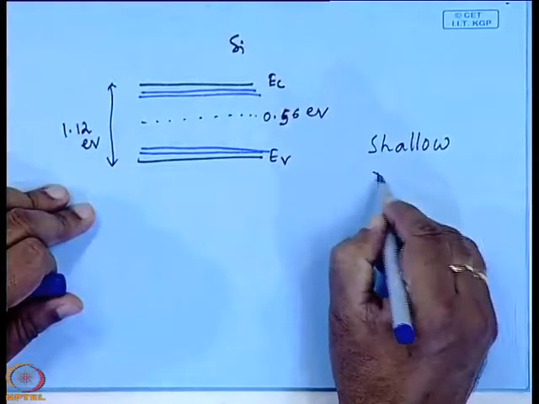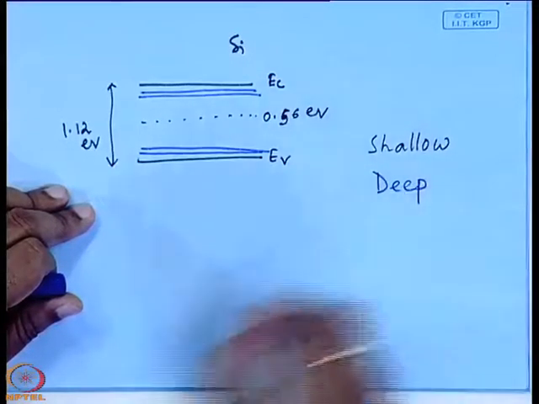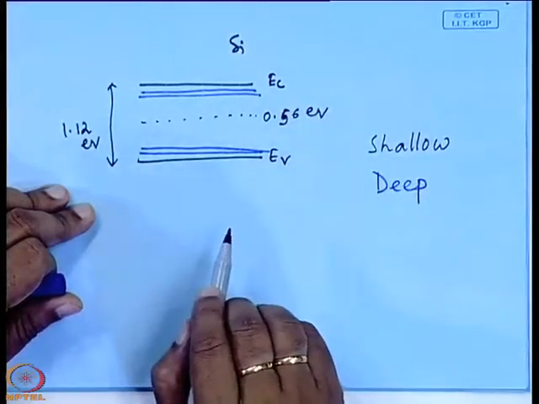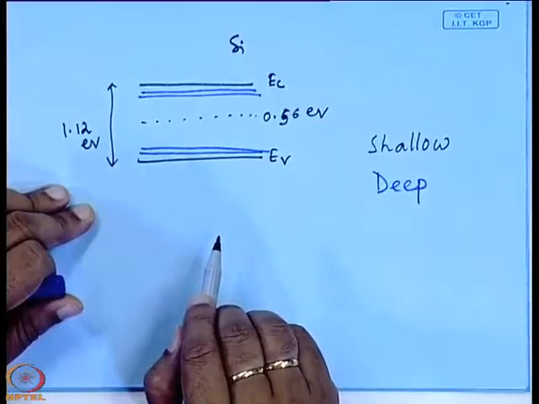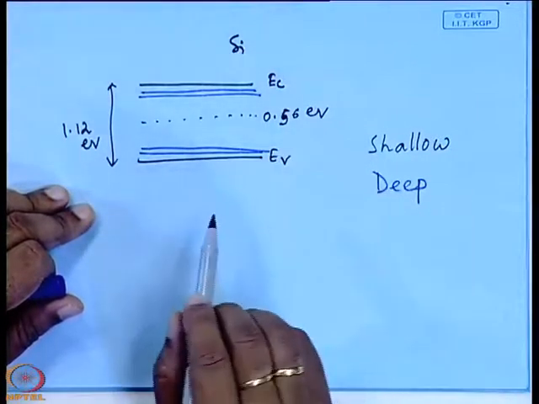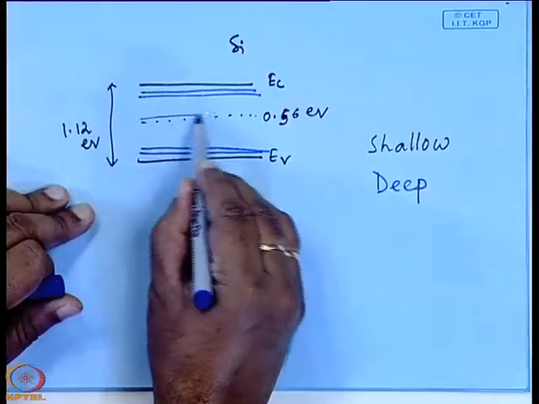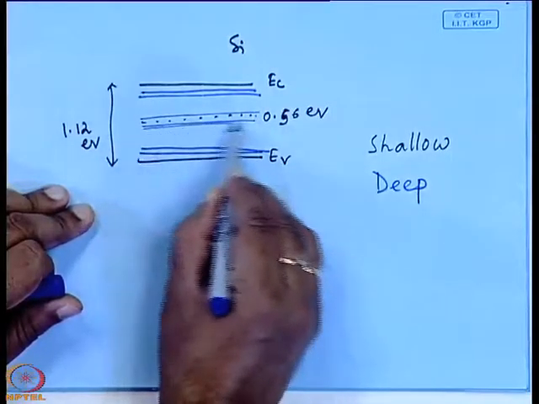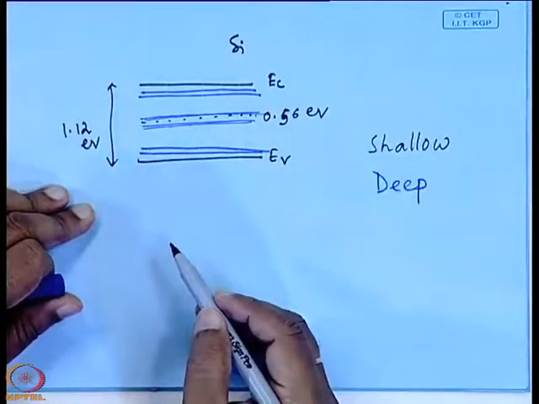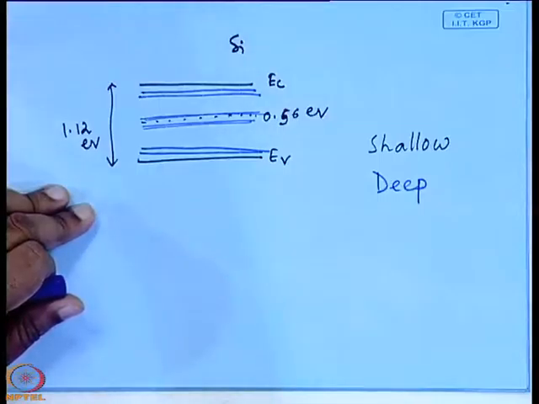And another thing is the deep level. As the name implies, they will occupy the position deep inside the band gap. That means these positions. So, they will not contribute to the conduction mechanism. Why will they not contribute to the conduction mechanism?